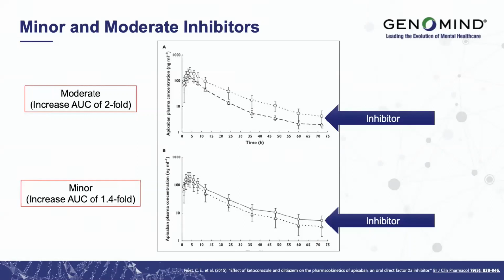The FDA defines a minor inhibitor as anything that causes less than a twofold increase in AUC. Moderate inhibitors cause a 2 to 5-fold increase. Major inhibitors cause a 5-fold or greater increase. So can you imagine giving someone a medication and then giving them another medication and their blood levels of that drug increase 5-fold? Well, that's exactly what happens with Strattera when you give it with Wellbutrin.